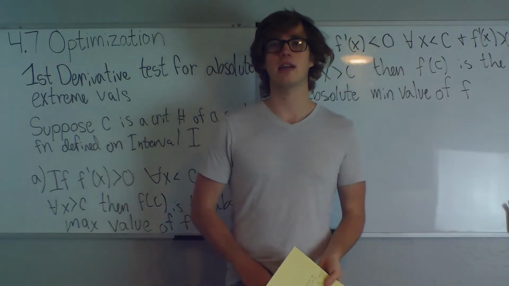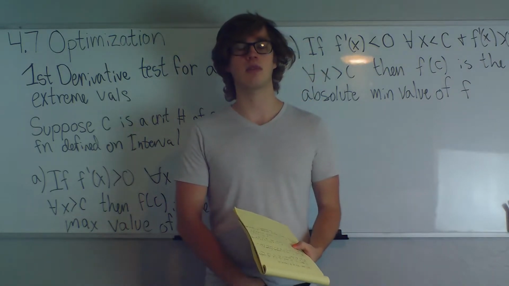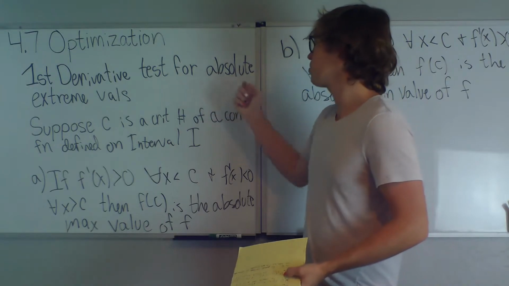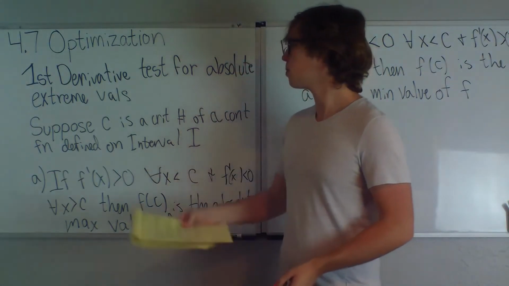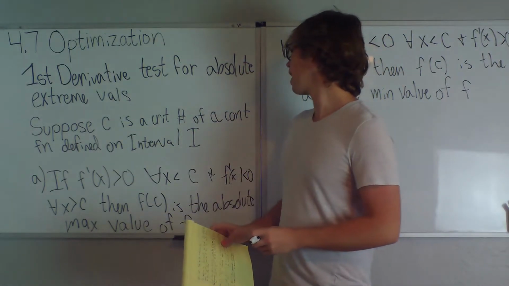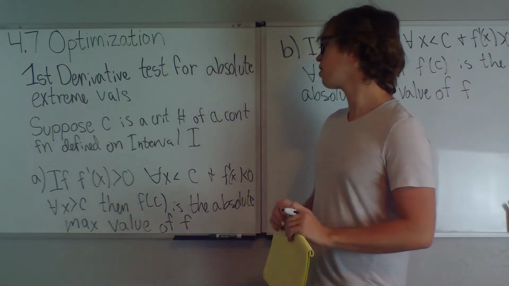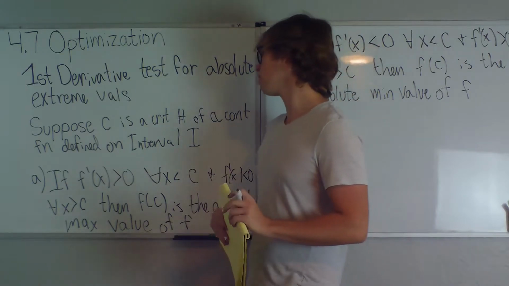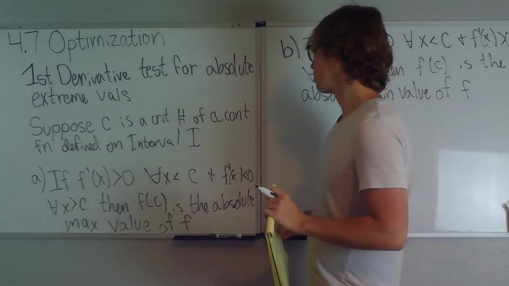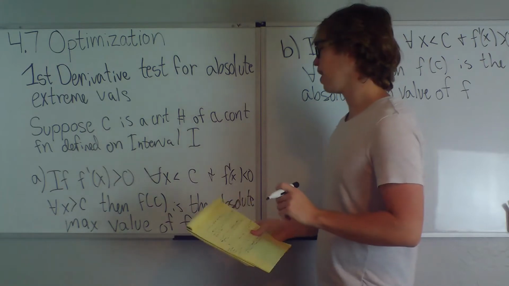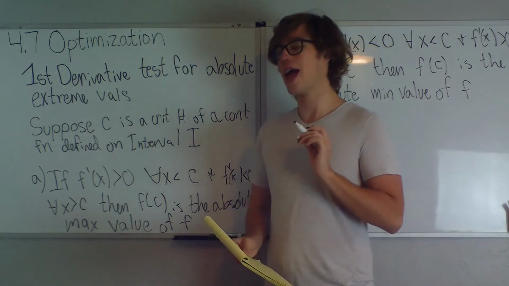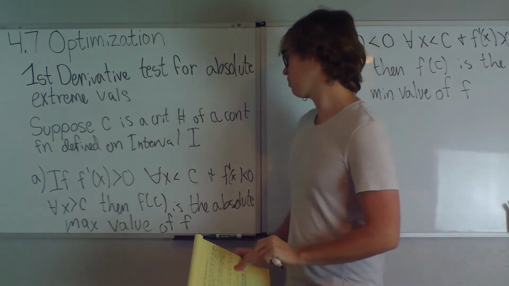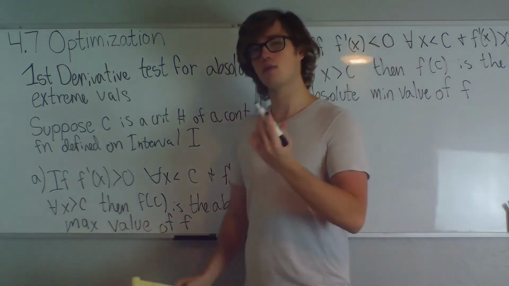But how do we do that? How do we know if something's an absolute min or an absolute max? Well, we have the first derivative test for absolute extreme values. Suppose c is a critical value of a continuous function f defined on the interval I. If f prime of x is greater than 0 for all x less than c, and f prime of x is less than 0 for all x greater than c, then f of c is the absolute max value of f. So what is that saying?